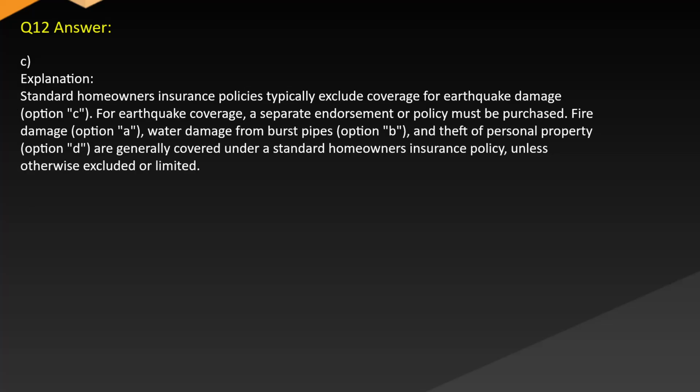Answer: C. Explanation: standard homeowners insurance policies typically exclude coverage for earthquake damage. For earthquake coverage, a separate endorsement or policy must be purchased. Fire damage, option A, water damage from burst pipes, option B, and theft of personal property, option D, are generally covered under a standard homeowners insurance policy unless otherwise excluded or limited.